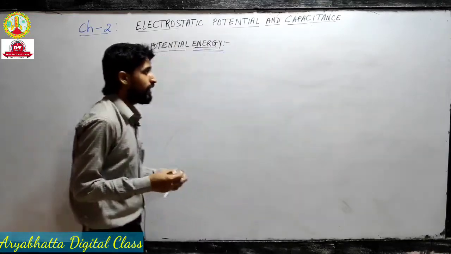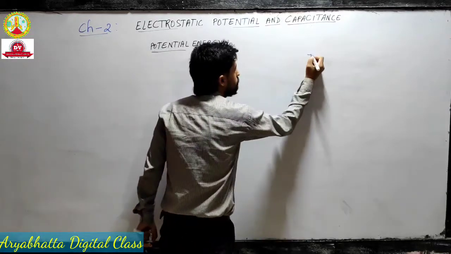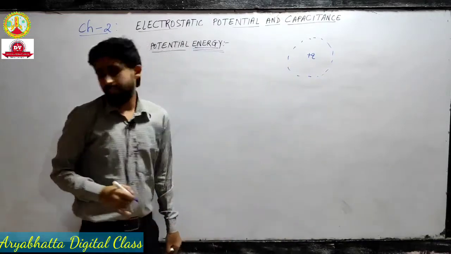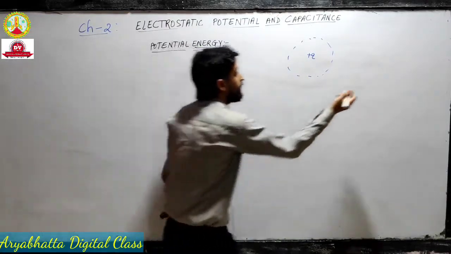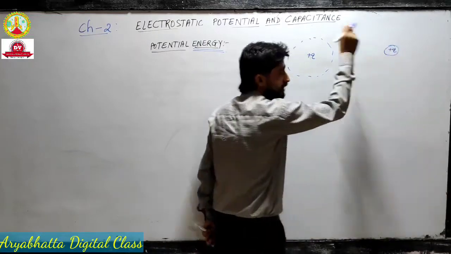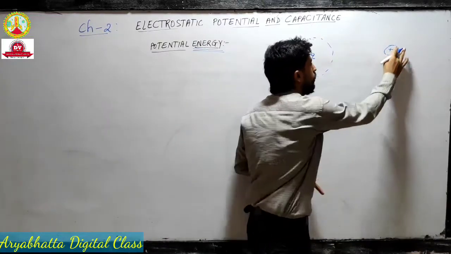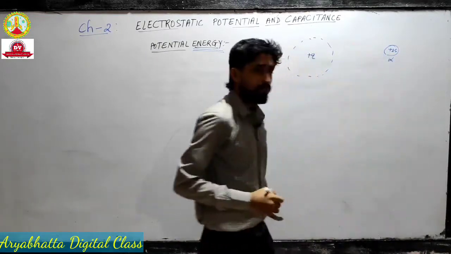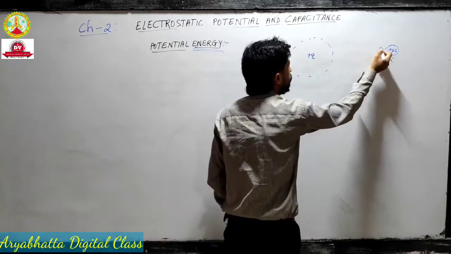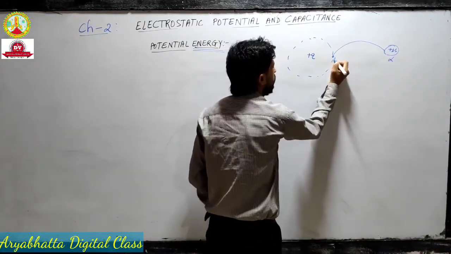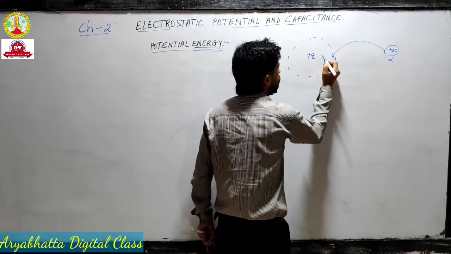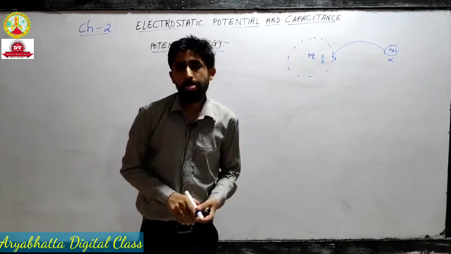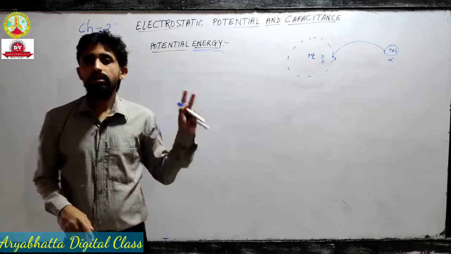For example, let's say I take a plus Q charge here. It has some electric field here. I take a plus Q charge again, a unit positive charge, or I'll just say plus 1 coulomb. It is at infinity. If I need to bring it from this point to point A, and again to point B, what will be the potential energy of the system?